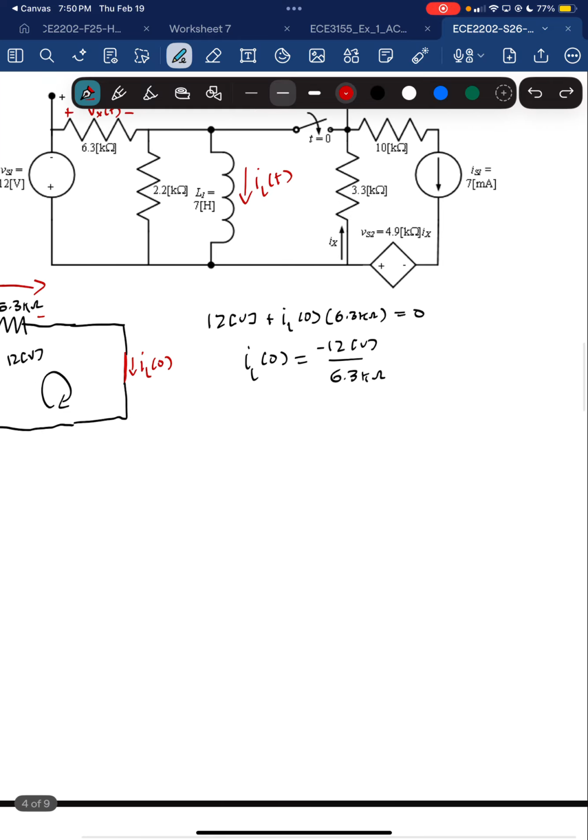So that's going to be negative 1.904 milliamps.